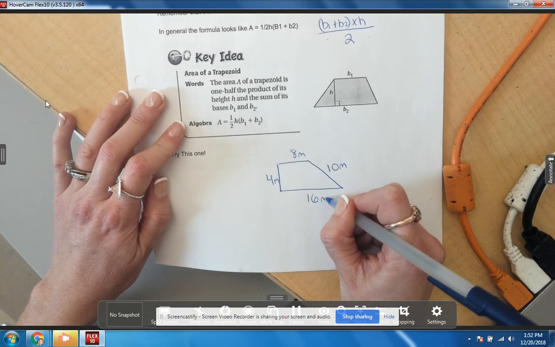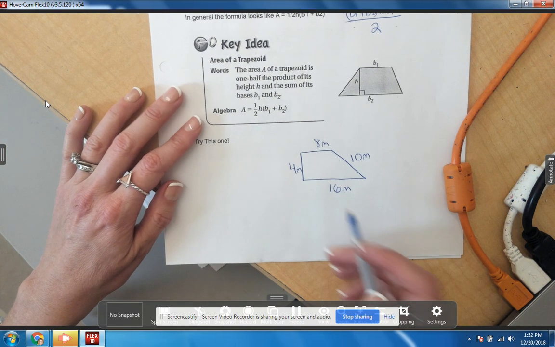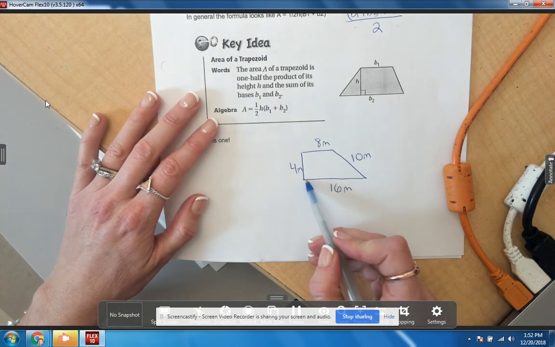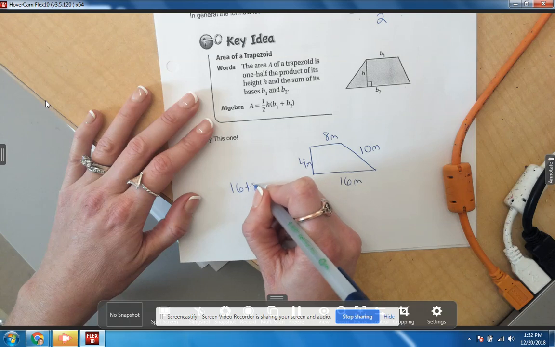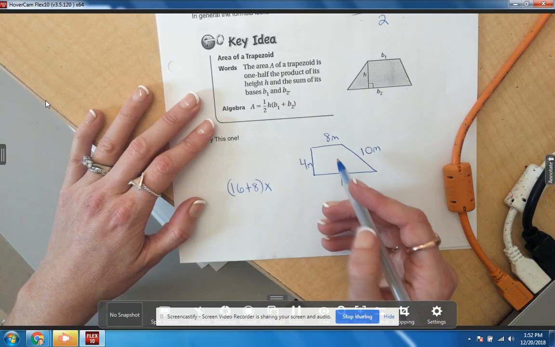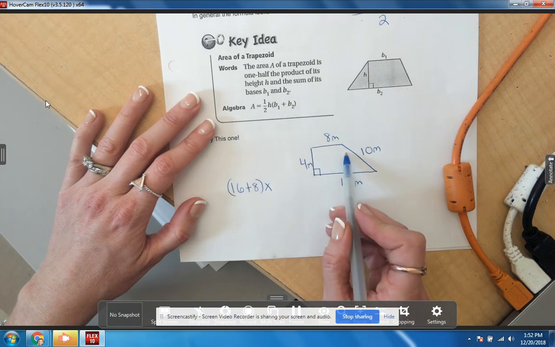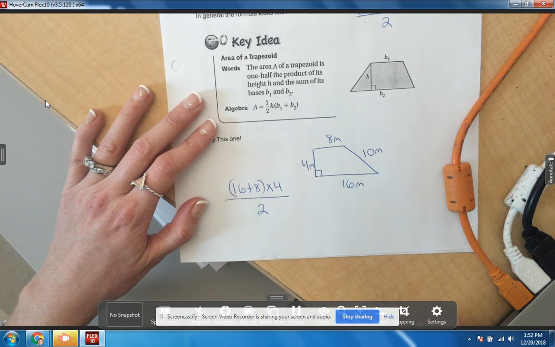We want to find the area of this trapezoid. So the first thing we have to identify are the 2 bases. If you remember, the 2 bases have to be parallel to each other. So that's going to be 16 and 8. So big base plus little base times the height. The height has to make the 90-degree angle. So that's going to be this number here that has to make a 90-degree angle. The 10 does not. So times the height, divide the entire answer by 2.